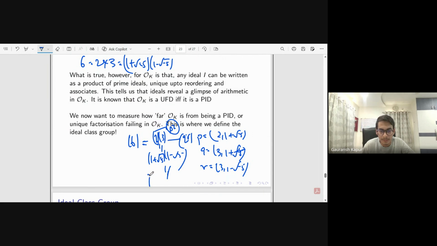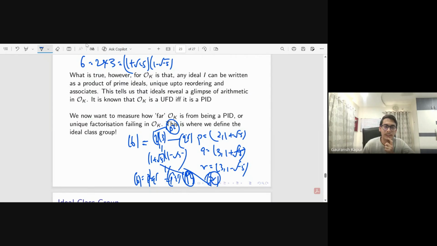So p square qr is equal to 6, the ideal generated by 6. And here you can check that this is actually pq and this is actually pr. So this is also p square qr. The only thing is it has been reordered. So this factorization of elements, which was not unique, is giving us a unique factorization of ideals up to reordering.